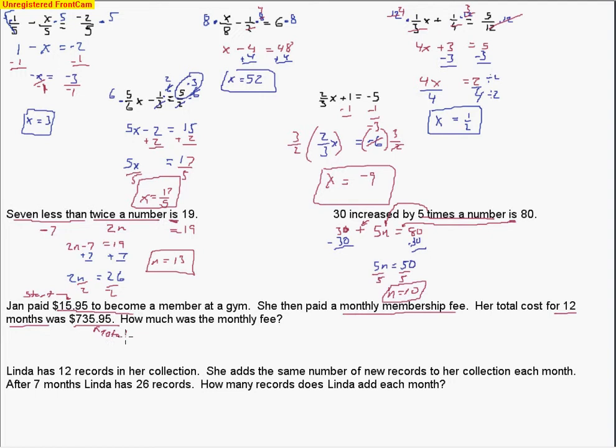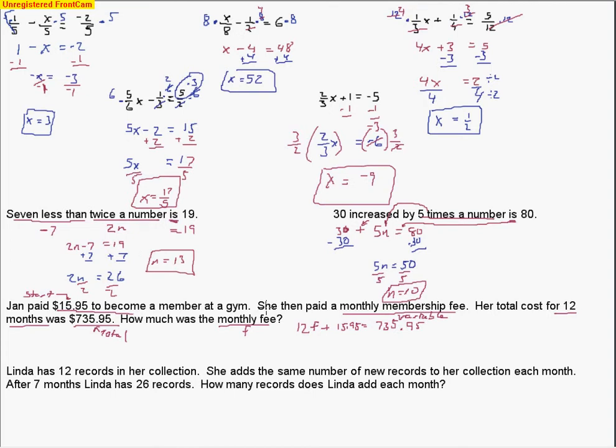And this monthly membership fee is a variable amount. It depends on the number of months. We just don't know how many months. So the question is, how much is the monthly fee? We don't know what that monthly fee is, so let's call that, how about F for fee? So let's go ahead and write our equation. We've got the 12 months times that monthly fee plus the $15.95. That's what she paid. And her total was $735.95. And that was the total.